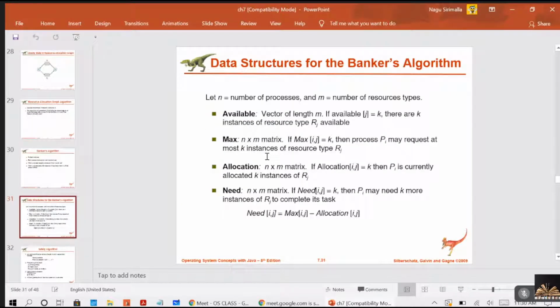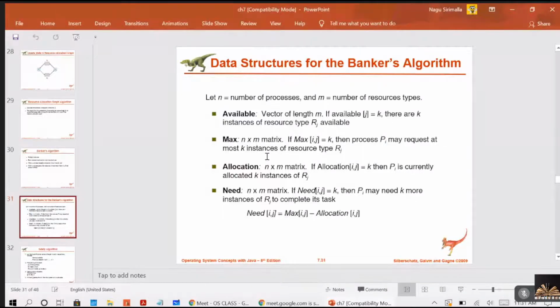So these are the data structures that are used for the Banker's algorithm, right? Normally, Banker's algorithm is used in a system with multiple instances of each resource type. The name was chosen because the algorithm could be used in a banking system to ensure that the bank never allocated its available cash in such a way that it could no longer satisfy the needs of all its customers.